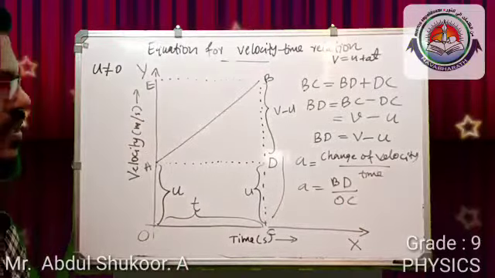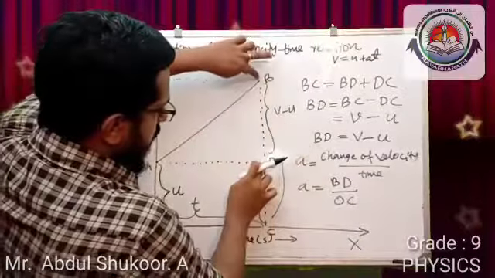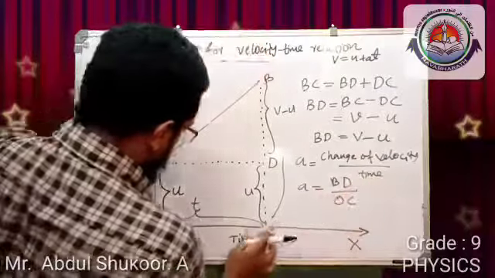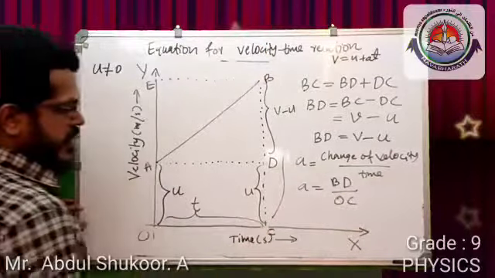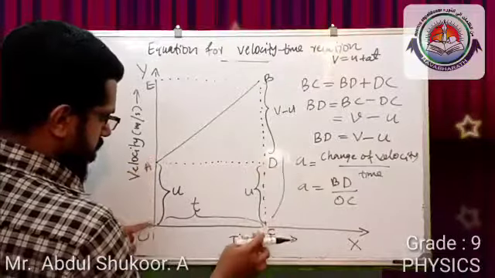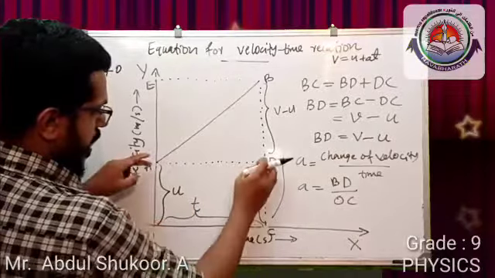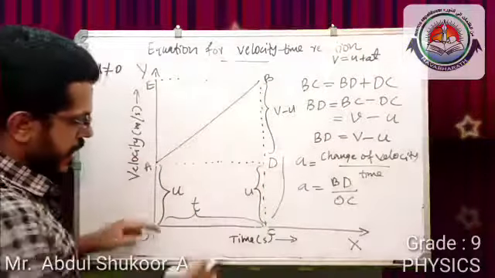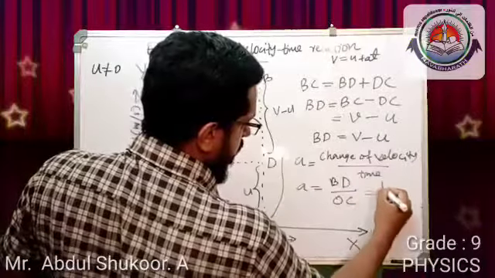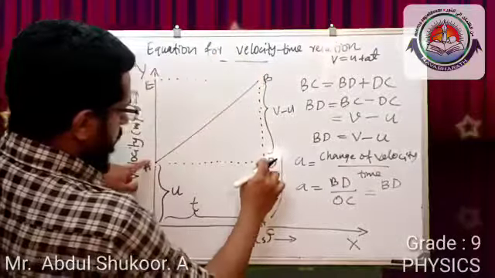That is the change of velocity here. BD, the change of velocity V minus U, is BD, and the acceleration can be represented as the change of velocity BD divided by the time interval, that is OC. Then we can change OC into AD, because OC and AD are parallel and equal. And this is our AD. Then we can write it like this: BD divided by AD.